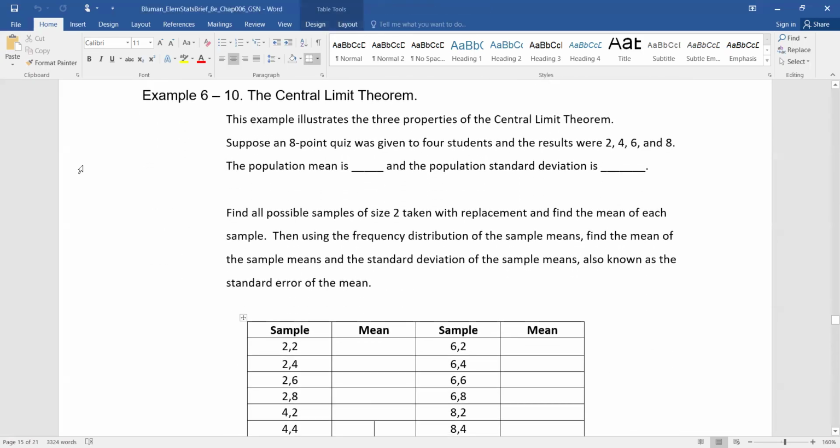All right, so in example 10 here, the central limit theorem applied. This example illustrates the three properties of the central limit theorem. Suppose an 8-point quiz was given to 4 students and the results were 2, 4, 6, and 8. The population mean then would be, well, when you add 2 plus 4 plus 6 plus 8, divided by 4, is 5.